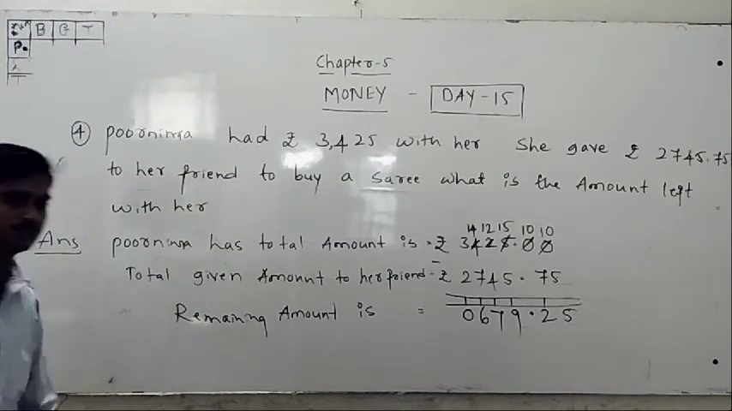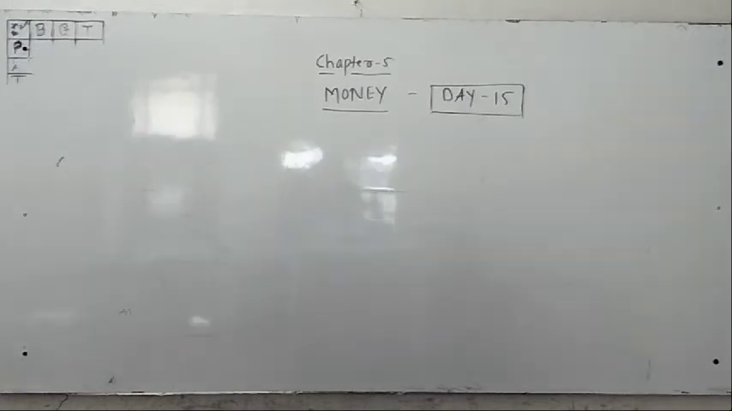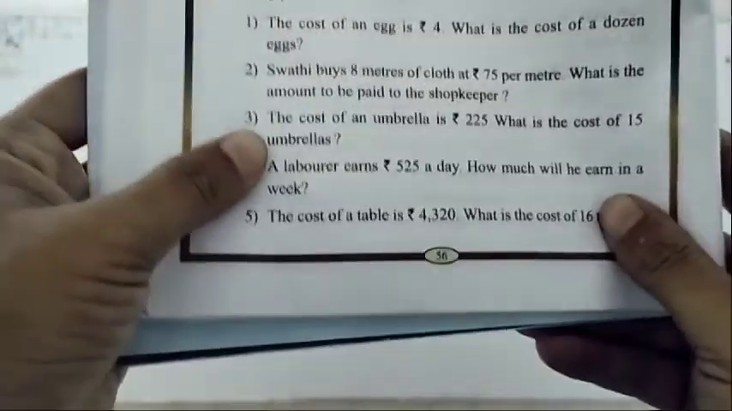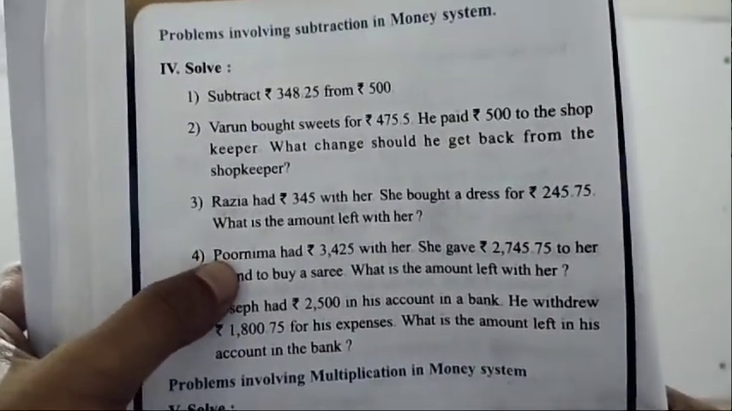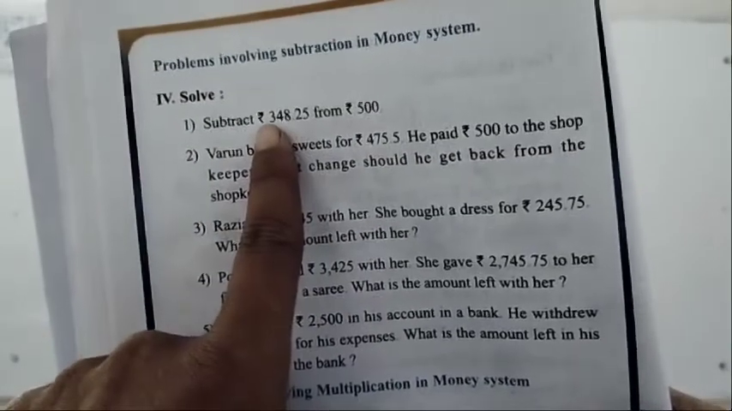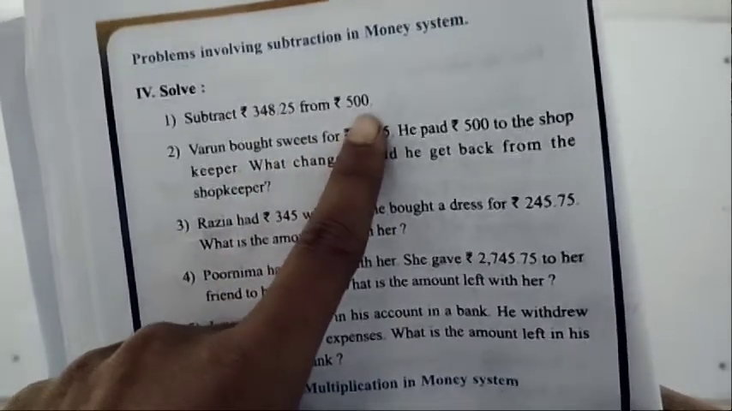Okay, write down fast. Now look at here, exercise page number, all of you open 56. Okay, now I am going to solve this fourth one problem. Purnima had already we completed. Then remaining it is very easy. Subtract rupees 348.25 from 500.